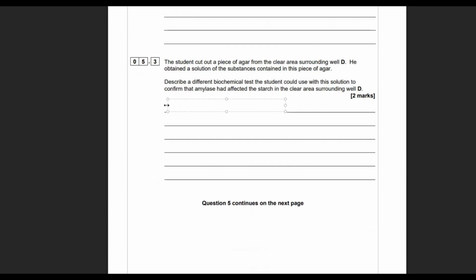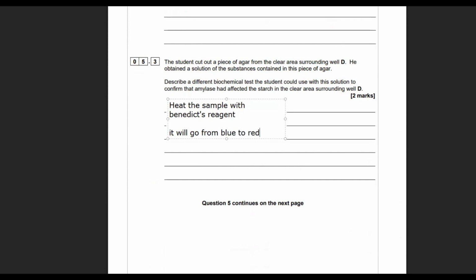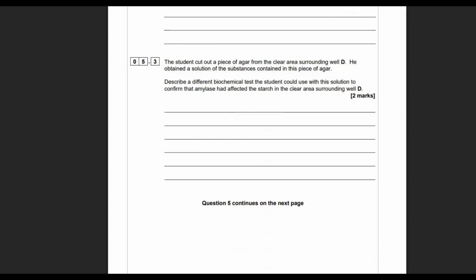And so what test could you do to confirm this? We would heat the sample with Benedict's reagent or Benedict's solution. It will go from blue to a red precipitate. You can say green, yellow, orange, or red, any of those, because they're all the colors that it'll go. And that would confirm that glucose is present, or simple sugars like maltose and glucose, reducing sugars.